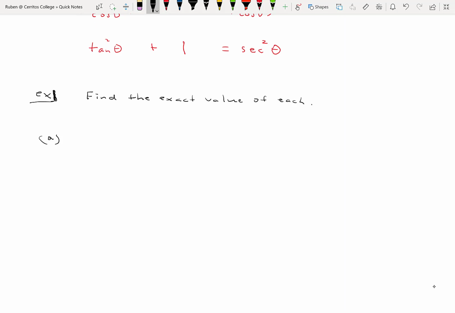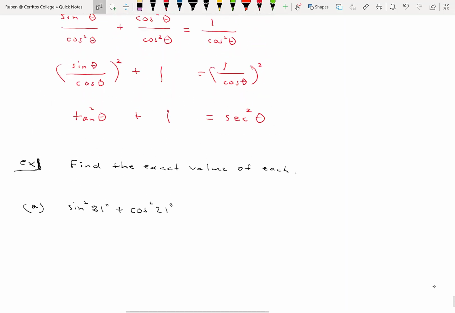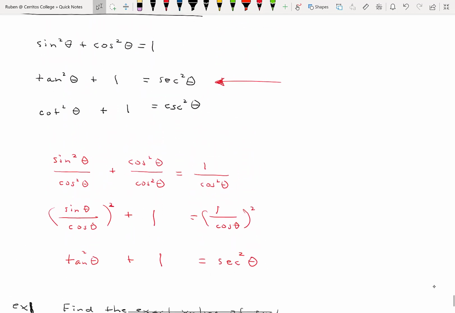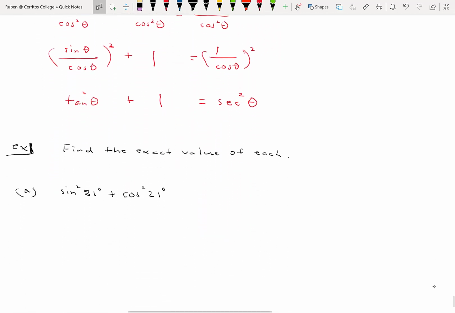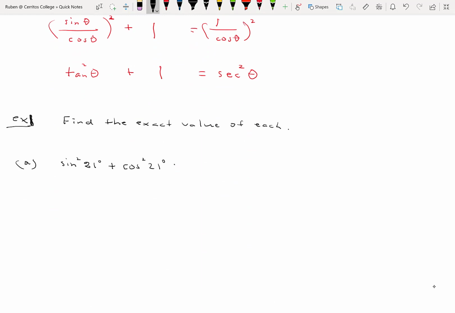So for example, part A. What is sine squared of 21 degrees, I'm putting an actual value of theta in now, plus cosine squared of 21 degrees? What is that? Well, what's the first Pythagorean identity look like? Sine squared theta plus cosine squared theta equals 1. No matter what theta is, sine squared theta plus cosine squared theta equals 1. Now you notice the 21 degrees is the same in both trig functions. It has to be for this to equal 1.